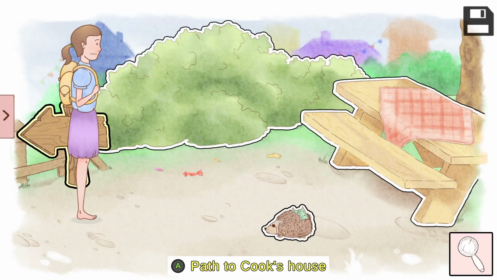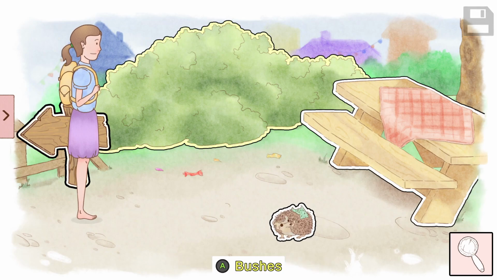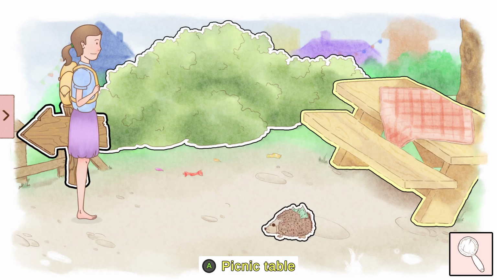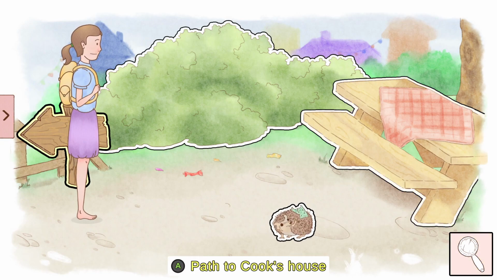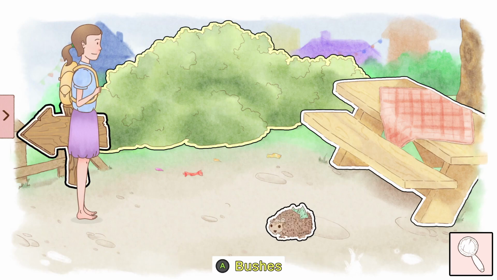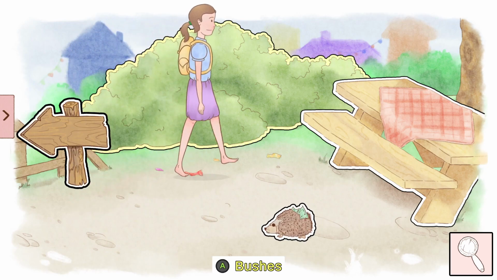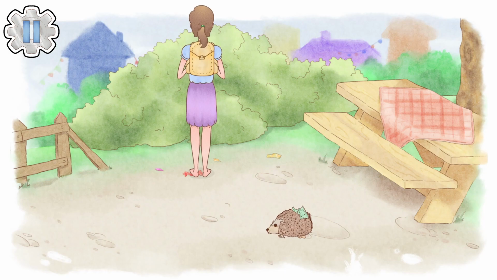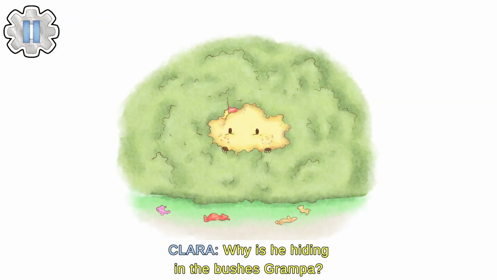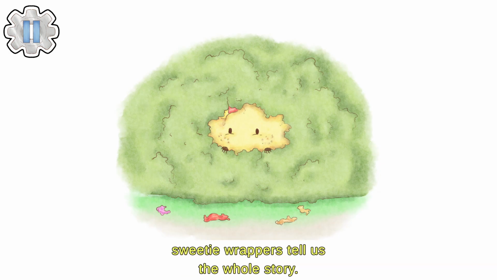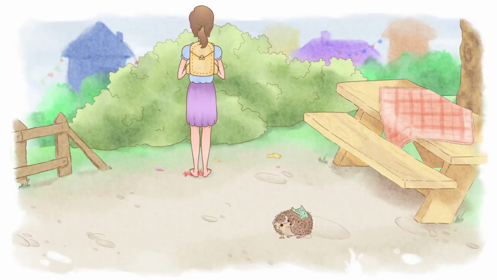Auto saving. Path to cook's house. Bushes. Hedgehog. Picnic table. Toggle highlights. Side menu. Path to cook's house. Bushes. We'll see what's going on in those bushes here, so we can coax them out. He'll probably be hiding in the bushes. I think those empty sweetie wrappers tell us the whole story.